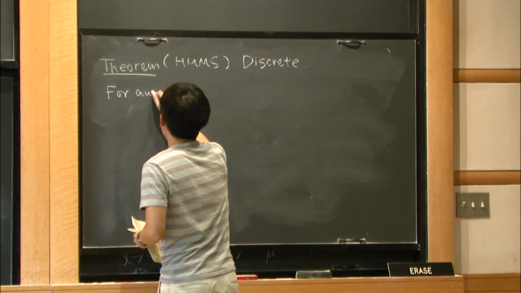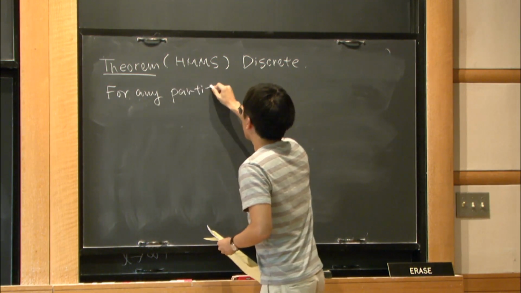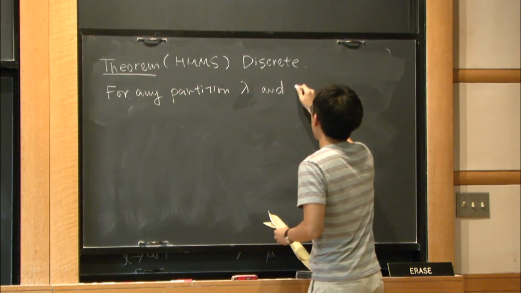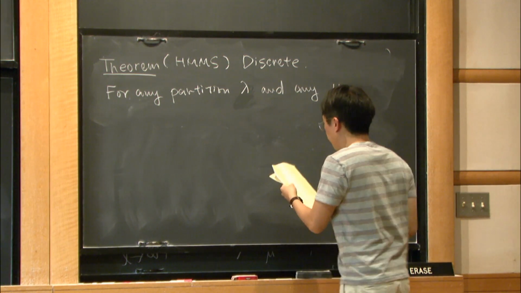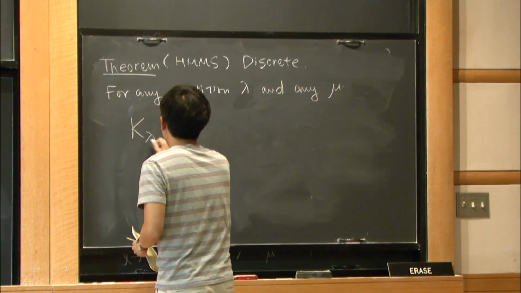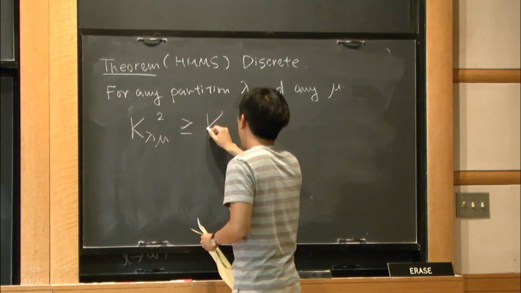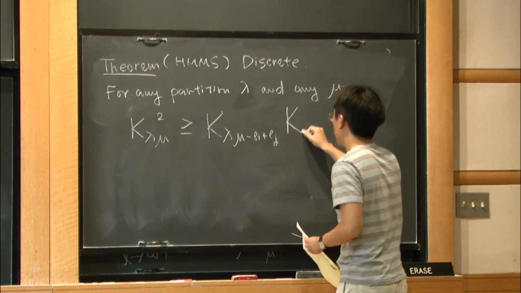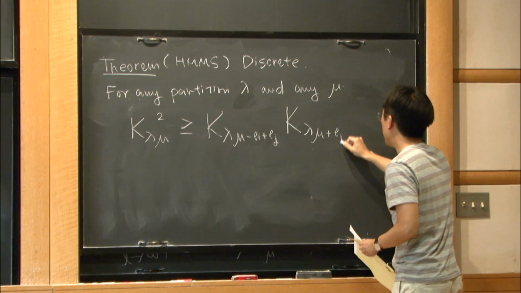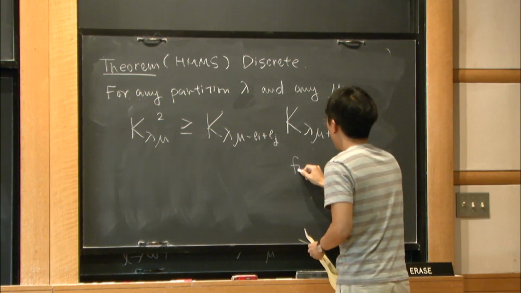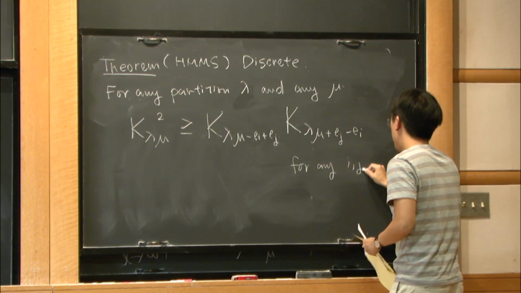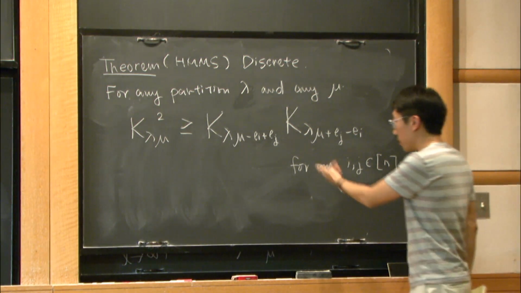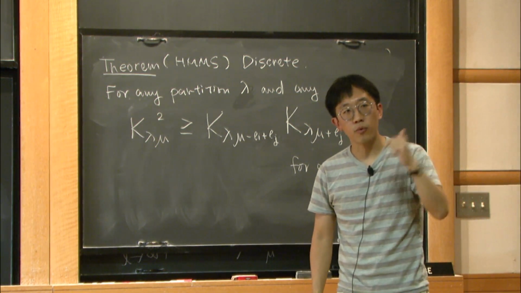That for any partition lambda, and any mu, K lambda of mu squared is at least this large: K lambda of mu plus Ej minus Ei, times K lambda of mu minus Ej plus Ei, for any i and j in n. So the weight multiplicities are log concave along root directions.